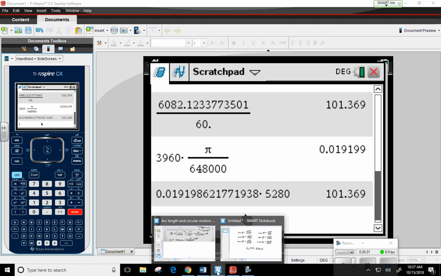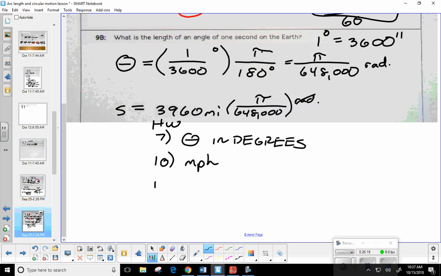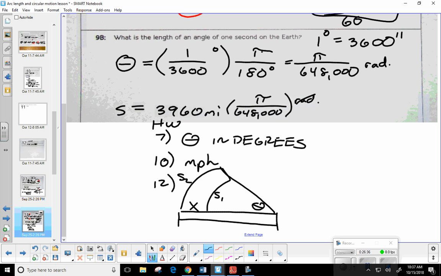All right, in fact, let me go ahead and do that up here for number 7 on the homework. We want theta in degrees. For, what was it, number 10, we want the final answer in miles per hour. And then for number 12, I used a system. Okay, so this right here is the uniform length you're looking for, the outer arc, S sub 2, S sub 1. This is not going to be a good diagram, but it's okay. And then we have the radius right here.